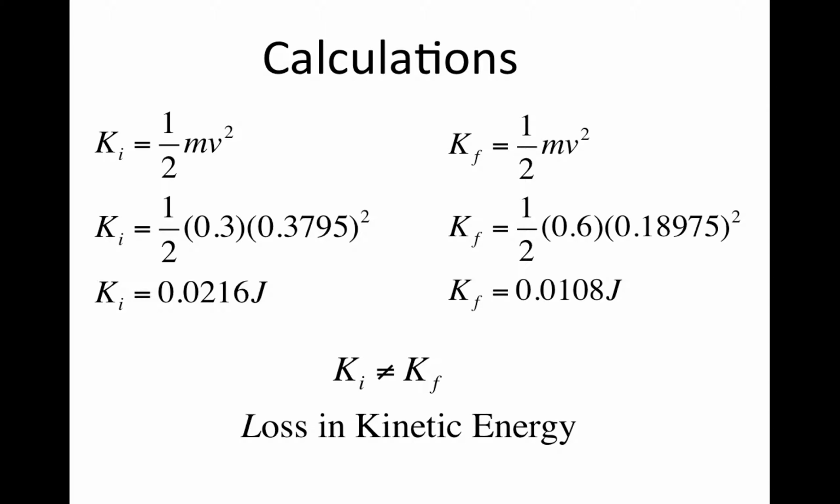With the data collected from Python, I calculated the initial kinetic energy of cart 1, 0.0216 joules, and the final kinetic energy of both the carts stuck together, 0.0108 joules. There is a loss in kinetic energy because the collision is inelastic. This collision is considered maximally inelastic because the two objects stuck together when they collided, and the change in kinetic energy was not 0.